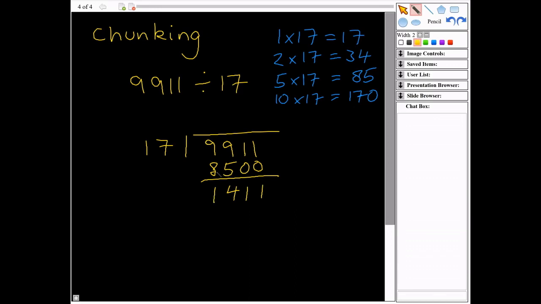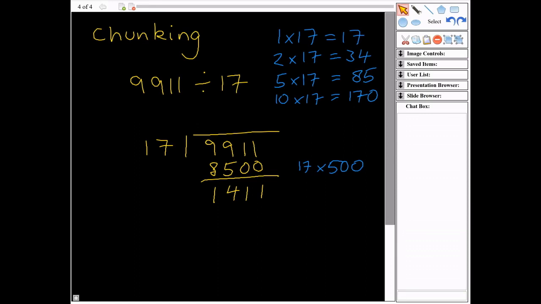Now, 85 would have been 5 times 17. So 850 would be 50 times. And 8,500 would be 500 times. So at the side here, I'm going to write 17 times 500. Then I'm going to look again at which number I can best fit that would go into the 14 or so, either the 1 or the 14 or the 141. So into 1 or 14, 17 is the smallest one, doesn't fit. So I'm going to have to go with 141.